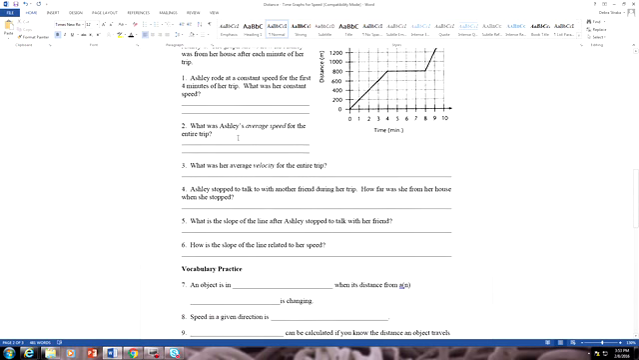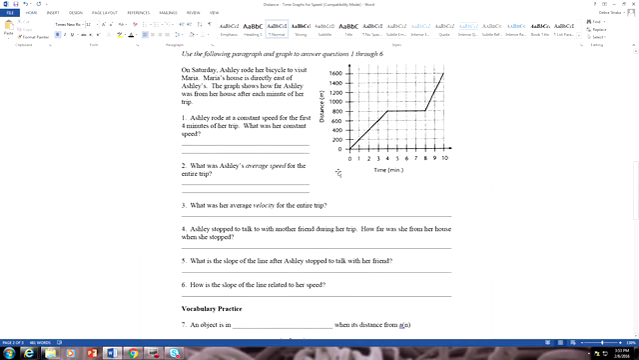Number 2, what was Ashley's average speed for the entire trip? If you remember from our notes yesterday, or the day before yesterday when I was here, and you can go back and refer to them, average speed is the total distance over the total time. So in average speed, you can see she ended up traveling a total distance of 1600 meters in 10 minutes. So your total distance is 1600 meters, your total time is 10 minutes. So set up your S equals D over T, total distance over total time. Calculate that, go ahead and hit pause.